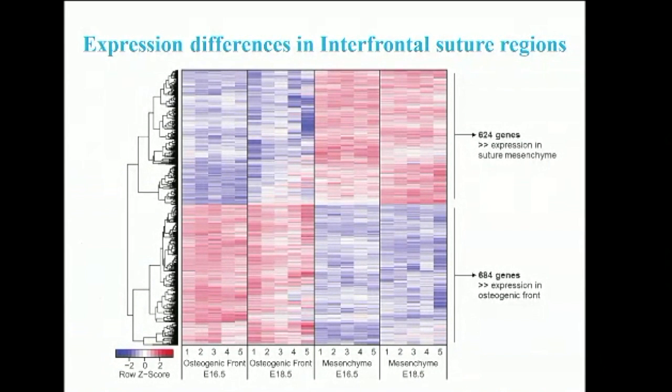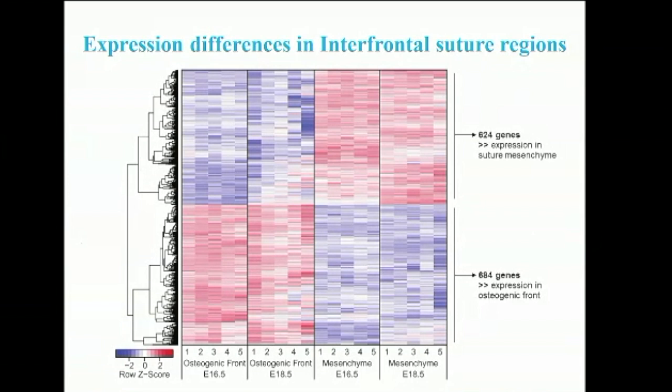There are about 624 genes that are primarily expressed in the suture mesenchyme compared to the osteogenic front, and another 700 or so genes that are primarily expressed in the front compared to the mesenchyme. What you can also see here is that we get very nice reproducibility between the replicates, so that's always great to see. And we see these very clear, distinct differential expression patterns as we're expecting.